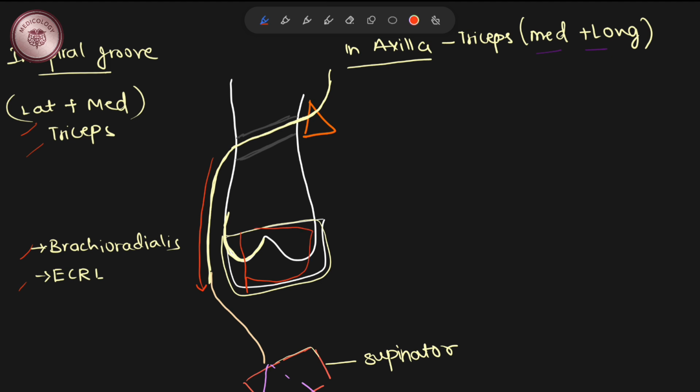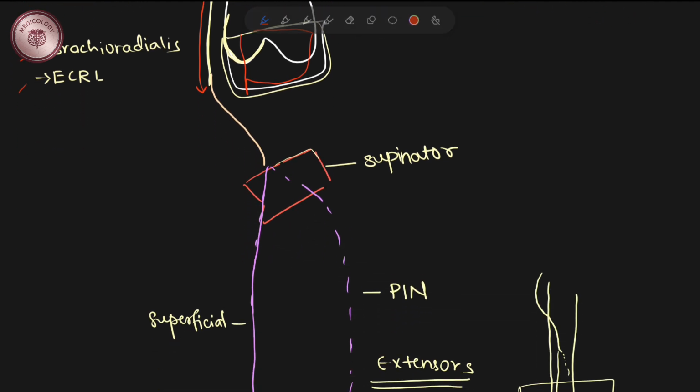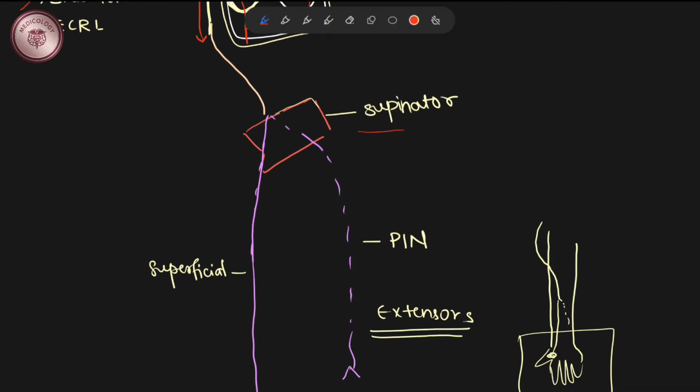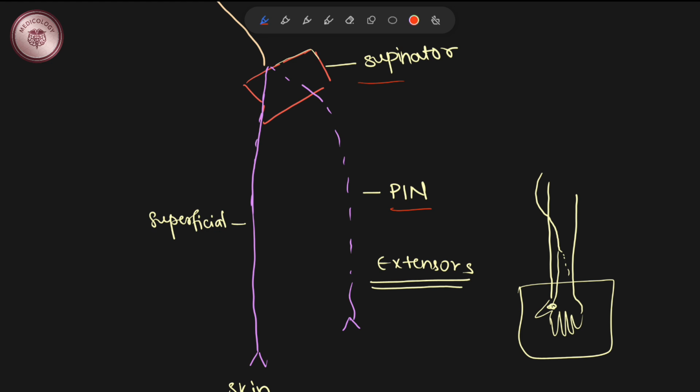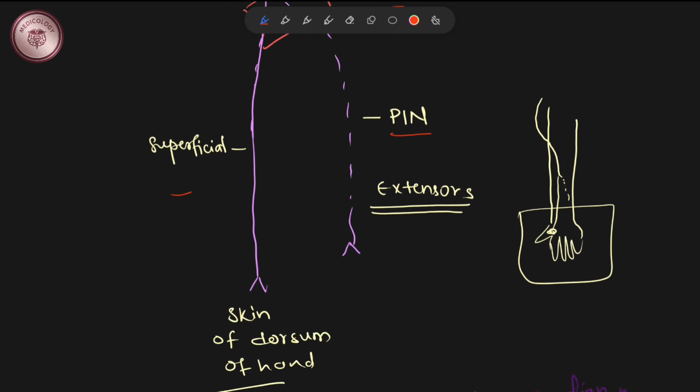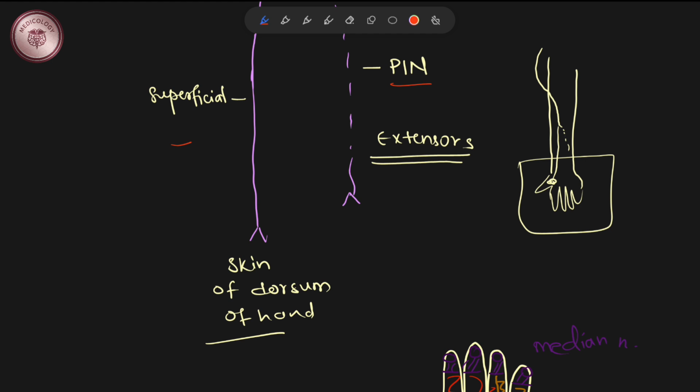It is the lateral-most nerve present in the cubital fossa. Okay, and then it pierces the supinator muscle after getting divided into two: the superficial branch and the deep branch, the posterior interosseous nerve. The deep posterior interosseous nerve will supply all the extensor muscles, and the superficial branch forms the cutaneous branch of the hand and supplies the skin. We can say it is the sensory supply of the skin of the dorsum of the hand.